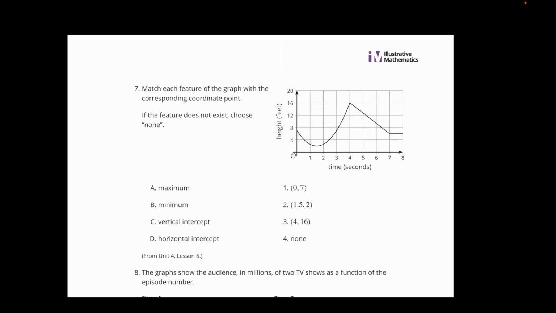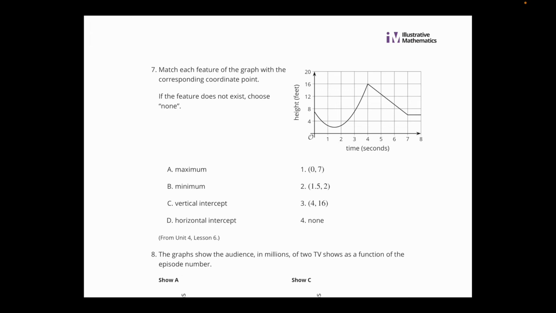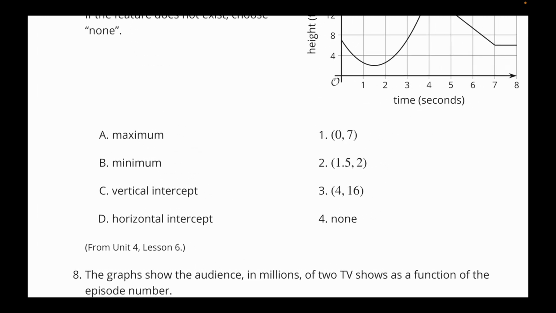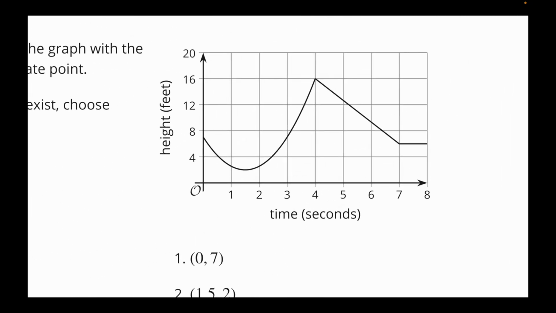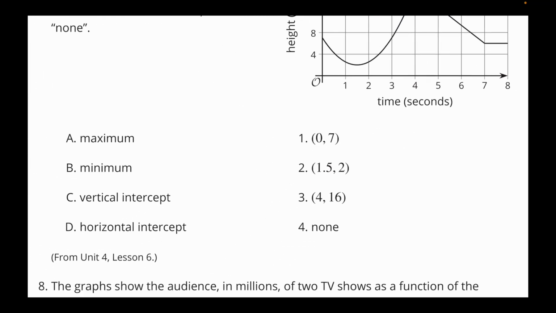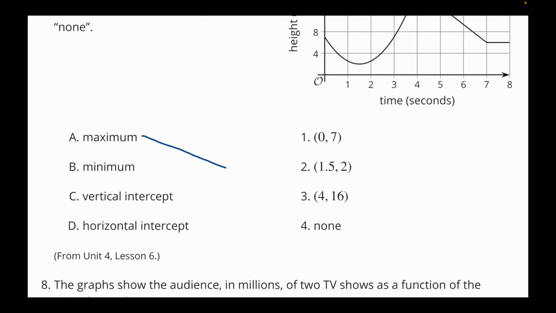Let's look at question 7 here. We have matching each feature of the graph, and then if it does not exist, choosing none. So let's look at what we have. They're asking us for maximum, minimum, vertical intercept, and horizontal intercept. Well, I see a maximum here, because that is the tallest point. So that's at 4, and it looks like the value is about 16. So 4 and 16, that's going to be my maximum.